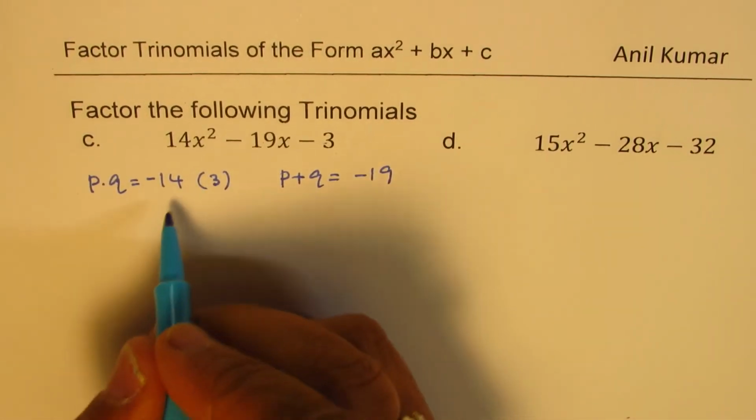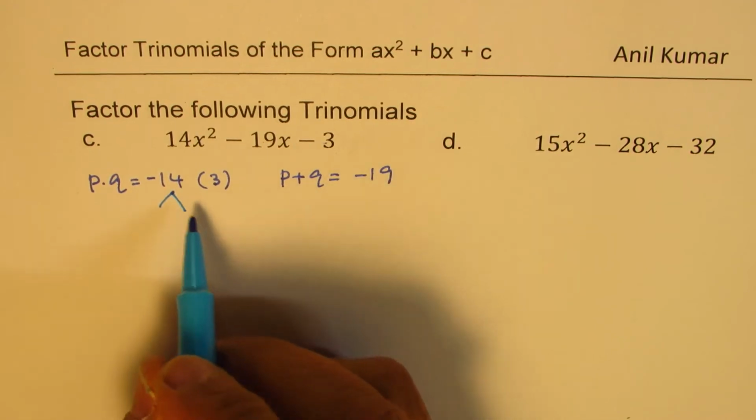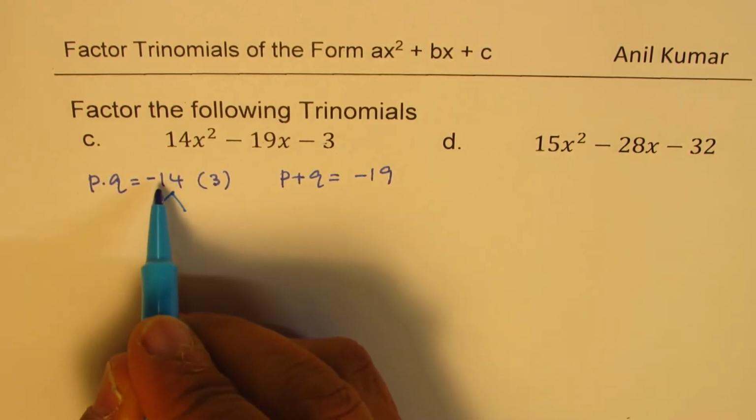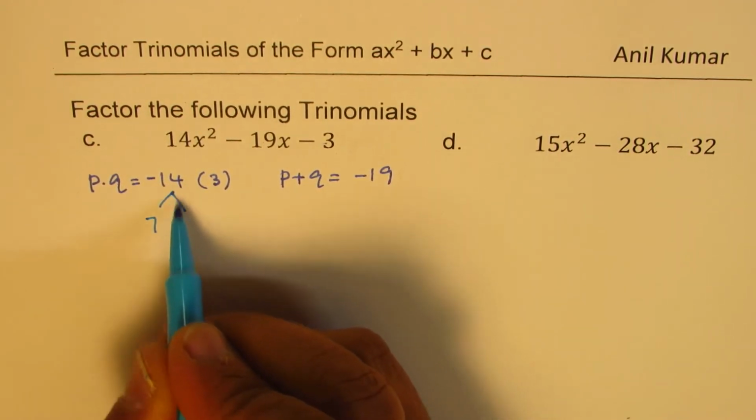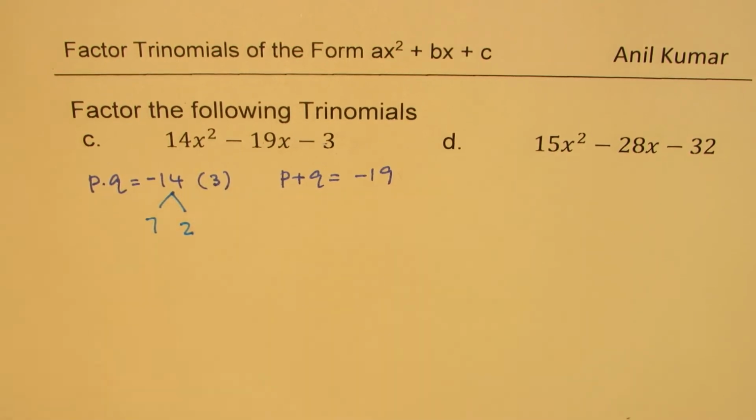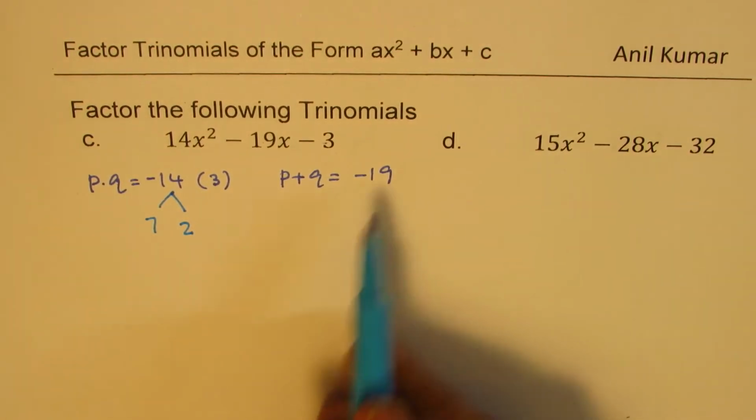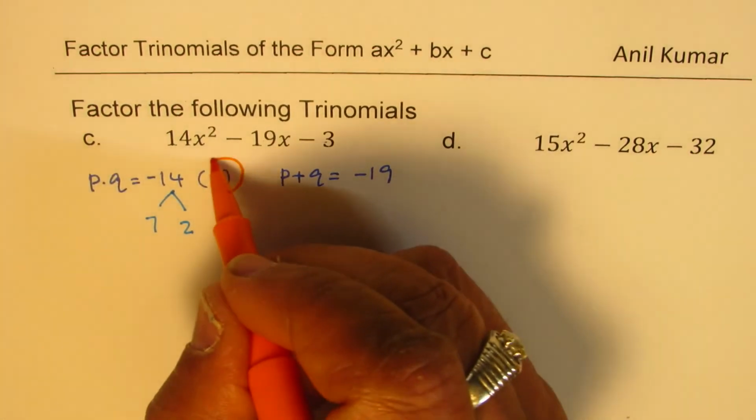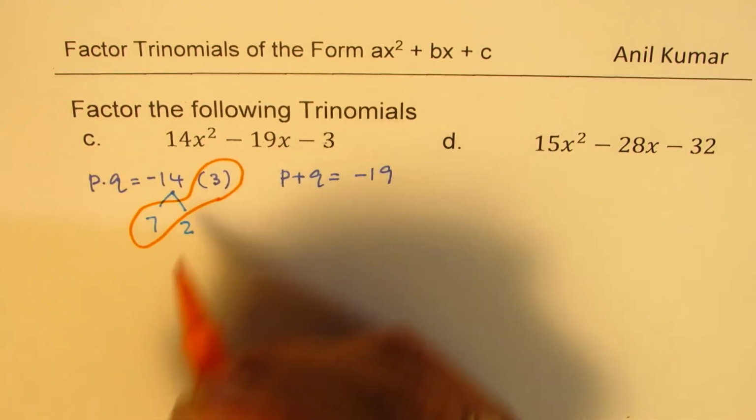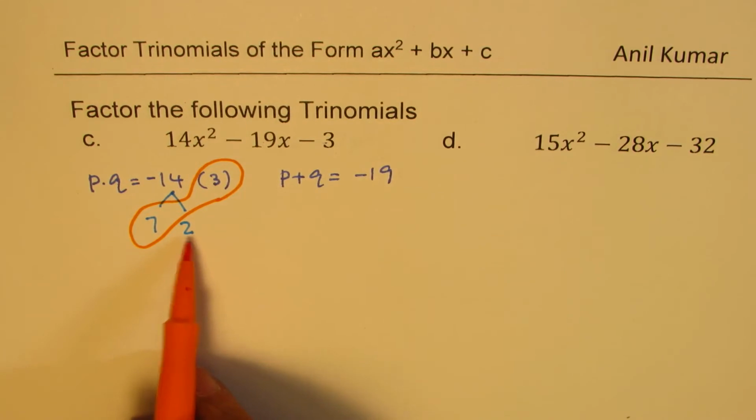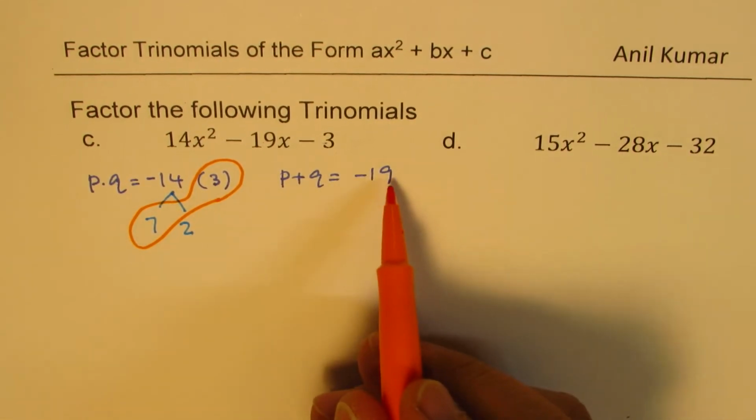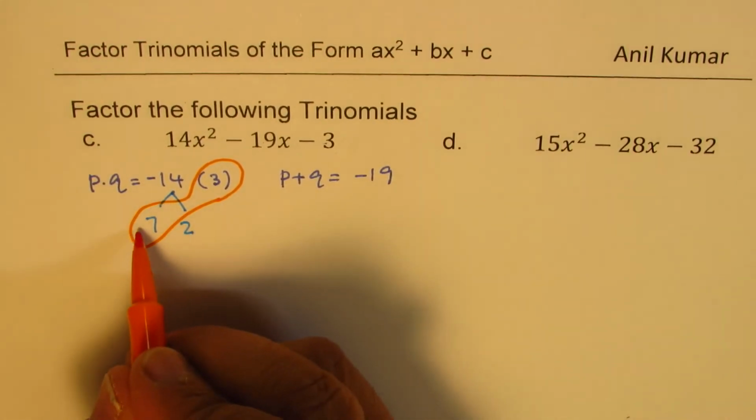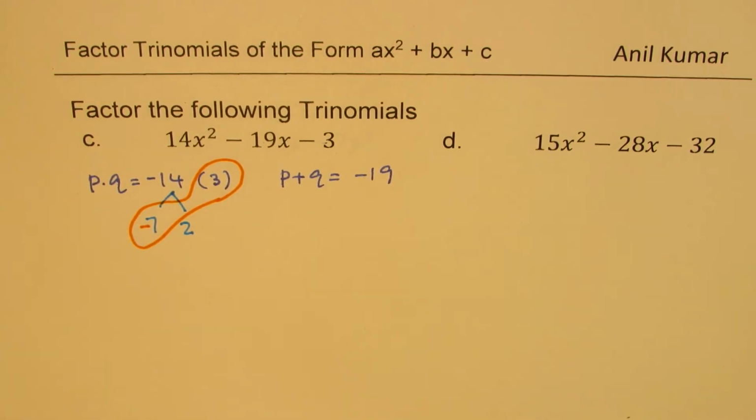Instead of multiplying, let's factor. So prime factorize. This gives you a combination of 7 times 2. And we already have 3 here. We want 19. How can we get that? Well, this gives you the answer. 7 times 3 is 21 and 2, 19. Since we need the bigger negative, we'll use this as a negative number.